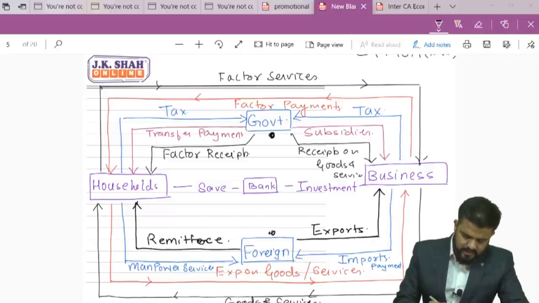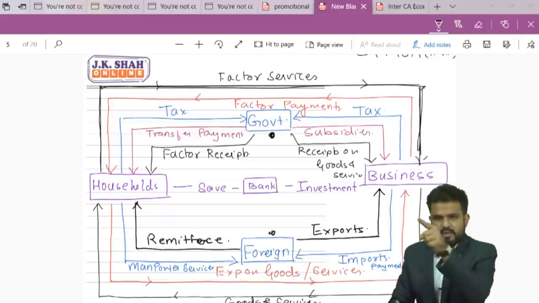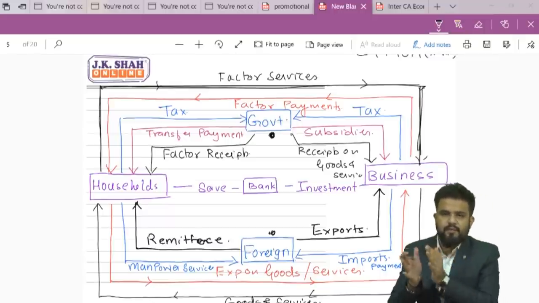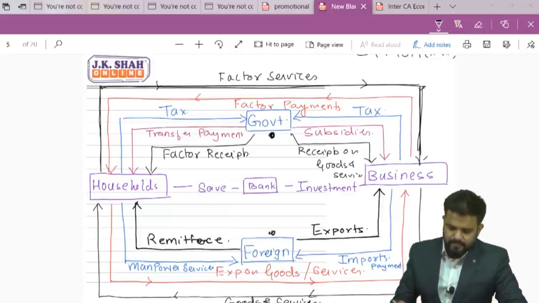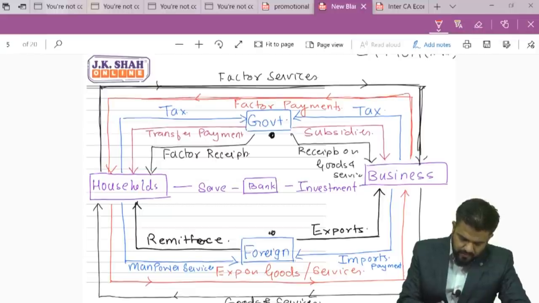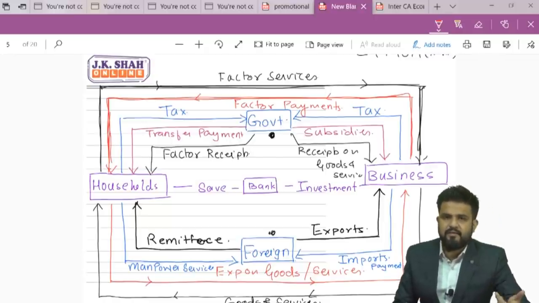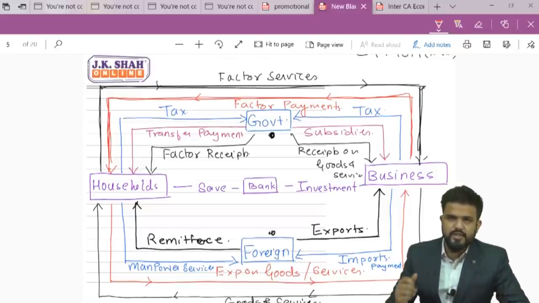Now let us see, can I say households provide factor services to business? Households provide factor services to business. Every day we will go out, we will work, we will provide service to them. So students, in return, what will happen? In return, business is going to give us factor payment. You can see here, business is giving us factor payment. If it is land, then it will be rent. If we are giving labor as a service, we will receive wages, salary.